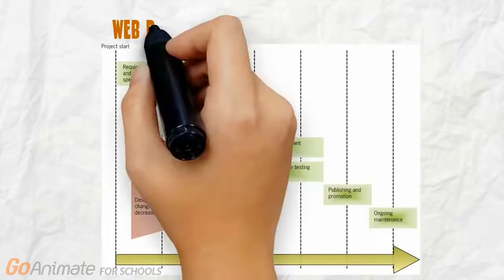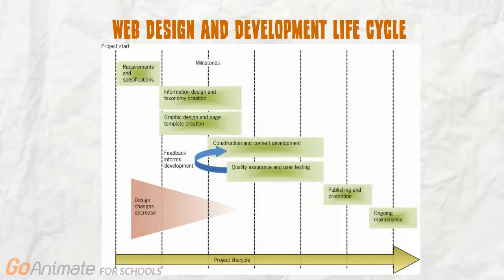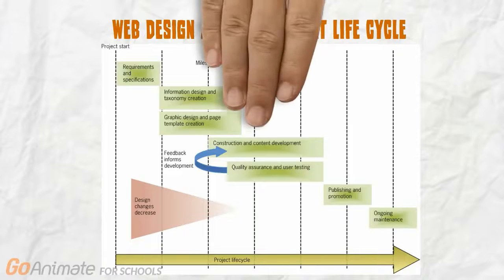Web design and development life cycle is most important process. It includes following key steps. 1. Customer requirements and specification. 2. Information design and taxonomy creation. 3. Graphic design and page template creation. 4. Construction and content development. 5. Quality assurance and user testing. 6. Publishing and promotion. 7. Ongoing maintenance. Generally, professional web developers always follow these steps for successful web project.